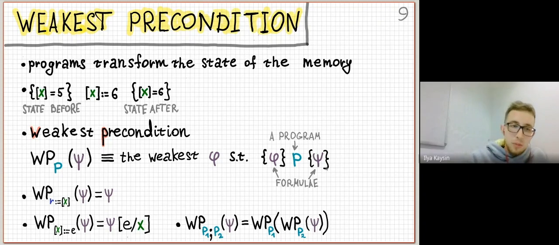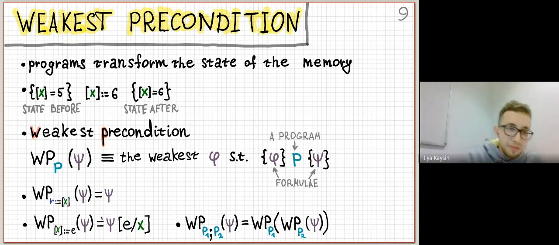Right? For example, if the program doesn't modify memory at all, for example, if the program is just a read instruction, then formula psi holds after the execution of this program if and only if it held before the execution of this program, because psi describes the state of the memory and the state of the memory stays the same.